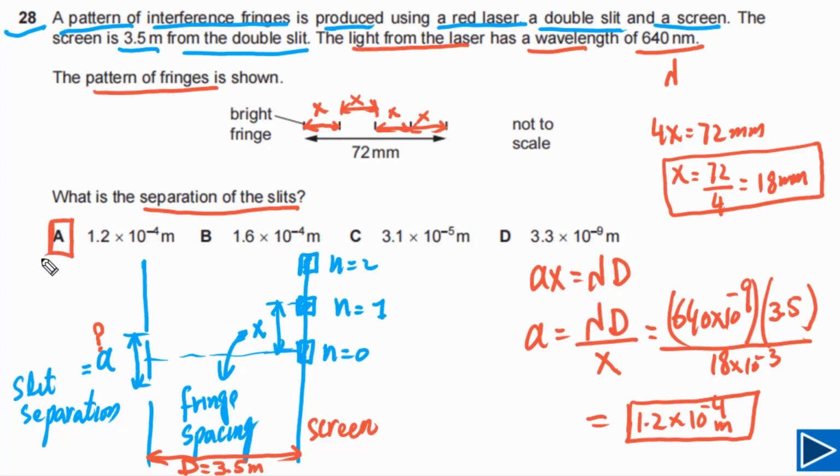The main takeaway from this question is x is the distance between 2 consecutive bright fringes. So that is the main takeaway. Distance between 2 consecutive bright fringes is equal to x, and this is called fringe spacing.